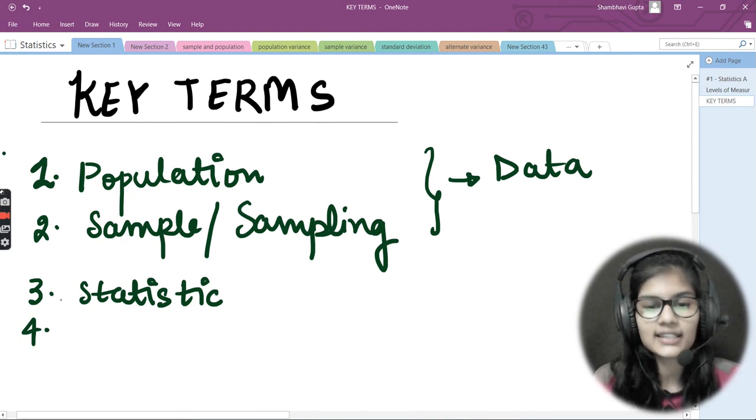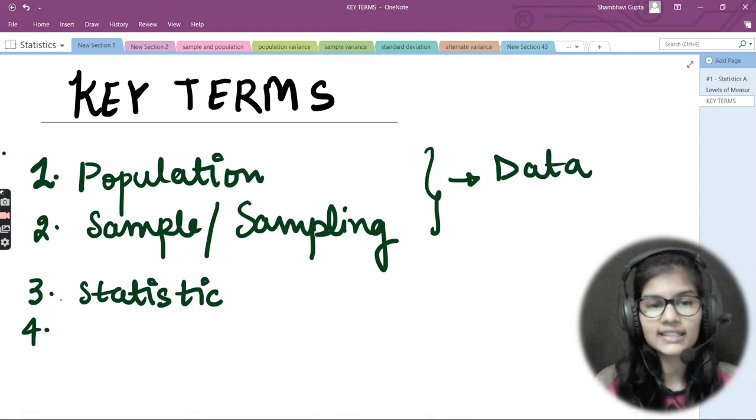After the statistic, we have another term, which is a parameter. Now, what is a parameter? A parameter is a number that is a property of the population. Till now we understood the number that is a property of the sample. A statistic is a number that is a property of a sample, and a parameter is a number that is a property of a population.